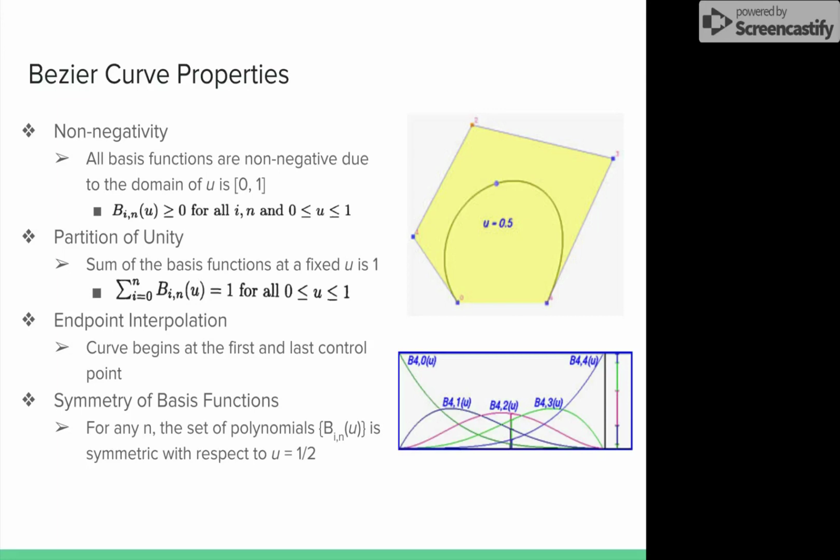The fourth Bezier curve property is symmetry of basis functions. This property states that for any n, the set polynomial is symmetric with respect to u equal 1/2. So basically, in other words, this is saying that the Bezier curve is going to be symmetrical if you split it up in half. And the idea of this is that if you have a set polynomial written all out from the first control point to the last control point, if you reverse the order and write it backward, so if you start writing from the last control point to the first control point, the Bezier curve that's going to be created is going to be the exact same in both orders. This is what the symmetry of basis function property is saying.